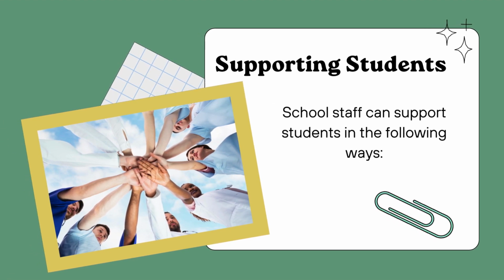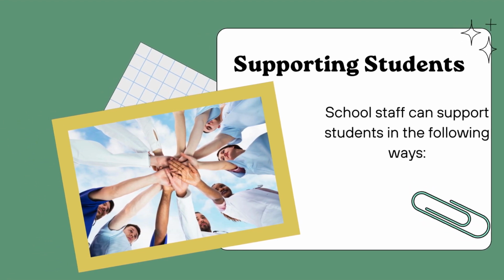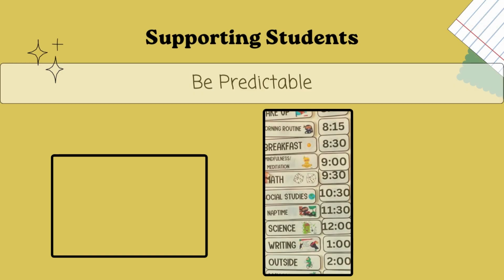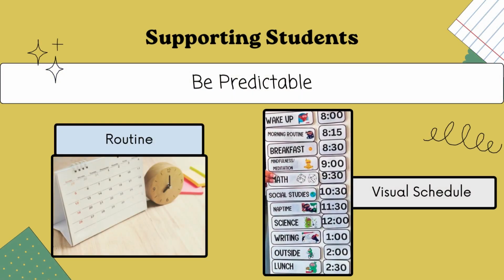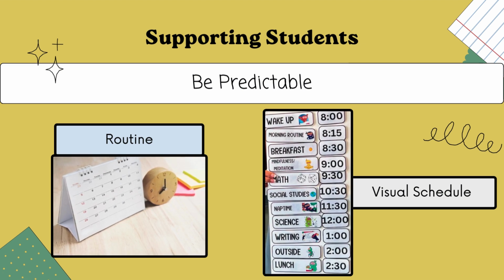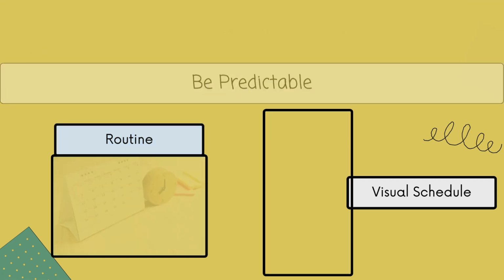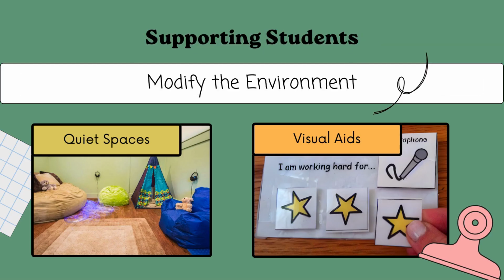We all want to support our students. So we can support our students with ASD in the following ways. Be predictable. Have a good routine and a visual schedule. When they know what to expect, that can deter a lot of the behaviors. Modify the environment. It's really nice to have a quiet space for them to go if they're feeling hypersensitive. This gives them a cool down area. Visual aids help them see that they're actually making progress or see what exactly needs to be done next.